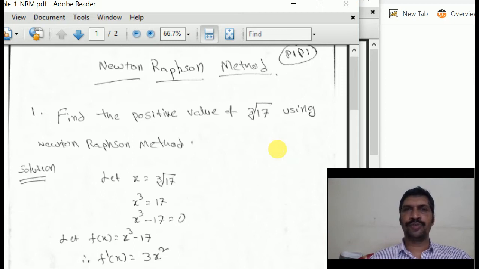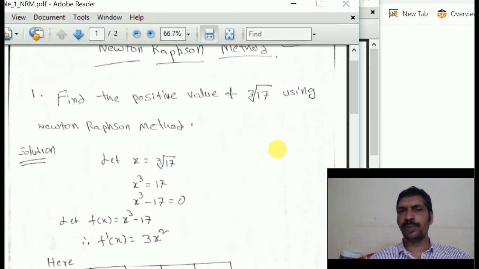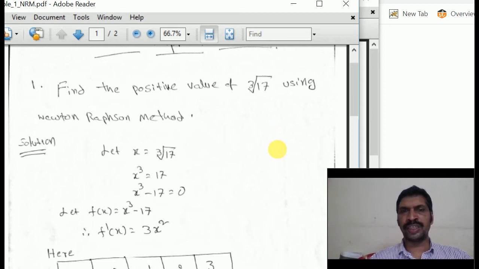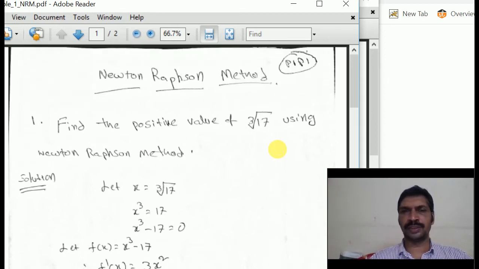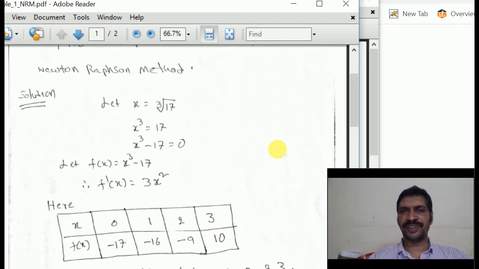Find the positive value of cube root of 17 using the Newton-Raphson method. Initially, for this type of problem, and for the fifth problem also, cube root of 48, let x equal to cube root of 17. Cubing both sides, we get x cube equal to 17, so x cube minus 17 equal to 0. Let f of x equal to x cube minus 17. For the Newton-Raphson method, we have to compute f dash of x also. F dash of x equal to 3x square, since d by dx of x cube is 3x square, and 17 is a constant, and d by dx of a constant is 0. Therefore, f dash of x equal to 3x square.